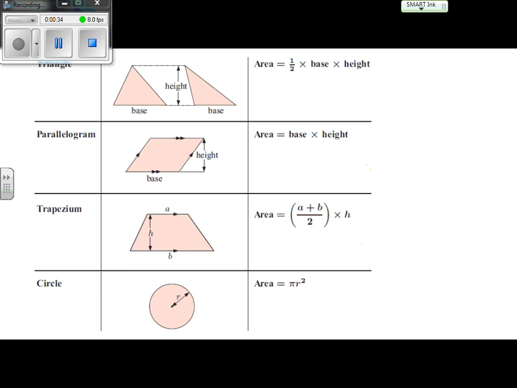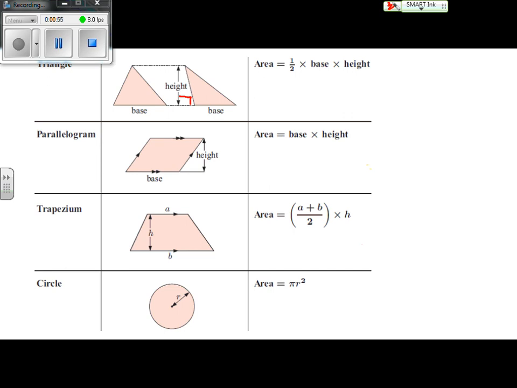Here's a quick review on our basic polygon and circle area formulas. For a triangle, it's 1/2 base times height. The thing to remember here is that the height must be perpendicular to the base. On a right triangle, sometimes that's both of its legs, but otherwise we need to make sure the height is perpendicular to whatever base we are using.